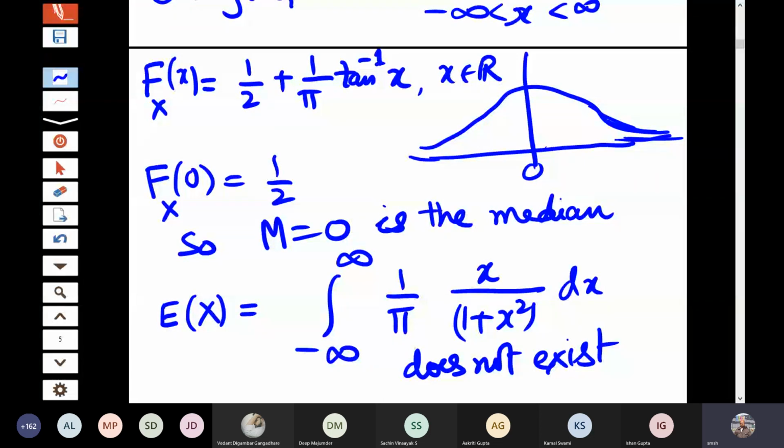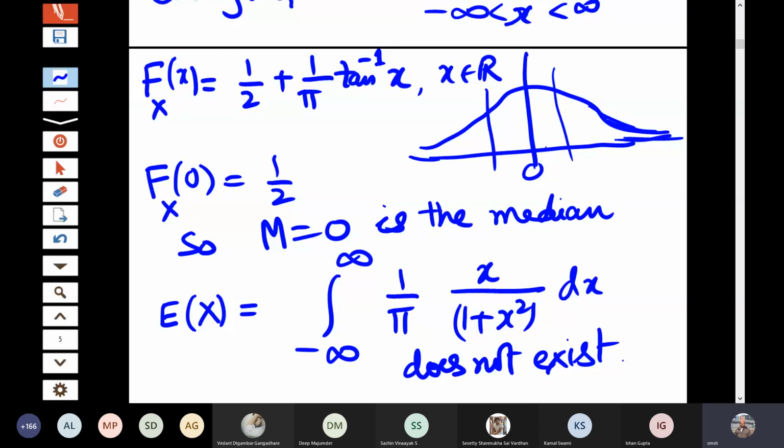Similarly, suppose I want to find out quartiles for this distribution. Suppose I take x equal to 1. Then tan inverse becomes pi by 4, so you will get half plus 1 by 4, that is 3 by 4. Sir, so the variance also does not exist for this, because there is no E of X. If a lower order moment does not exist, then a higher order moment will also not exist. I will state a theorem for this after completing this portion.